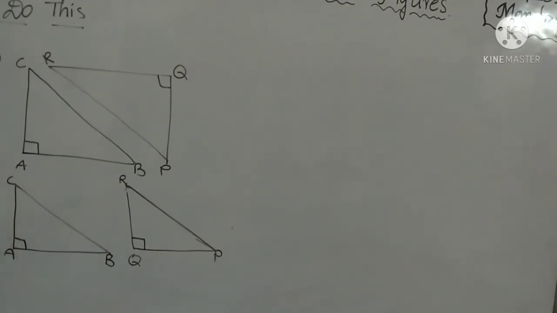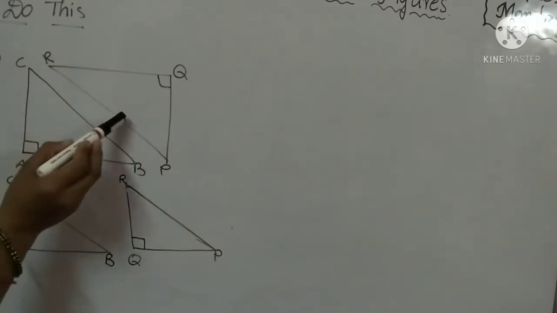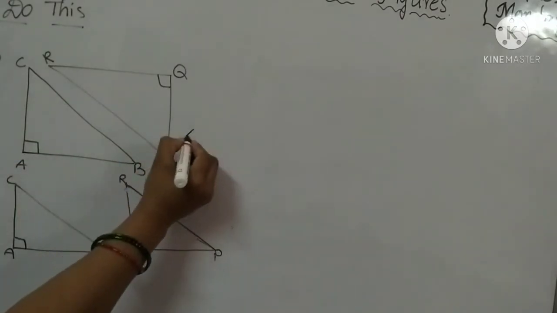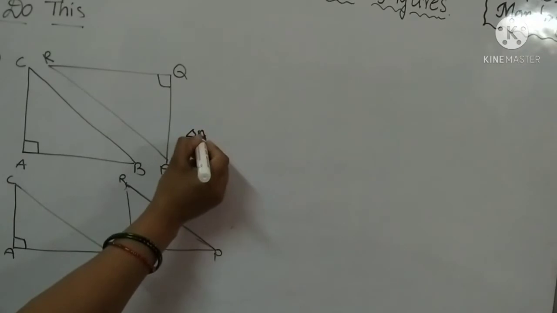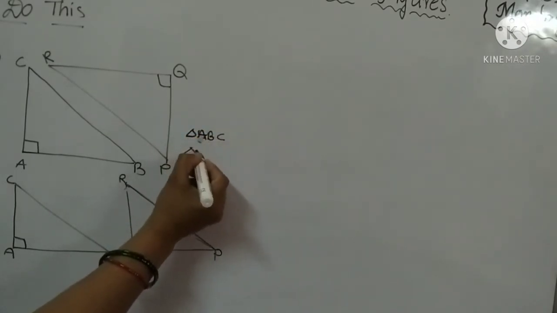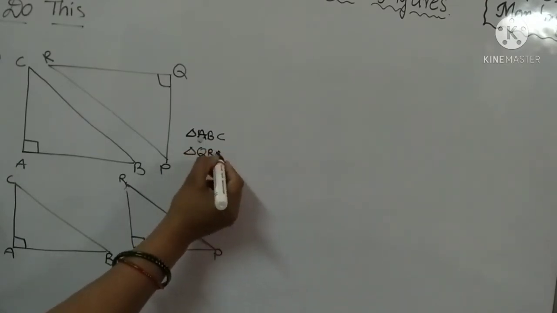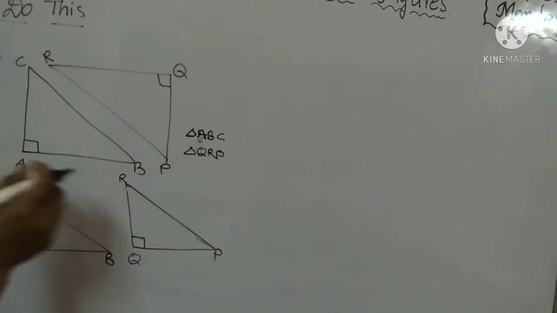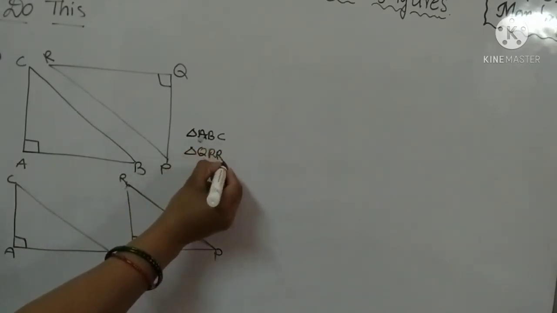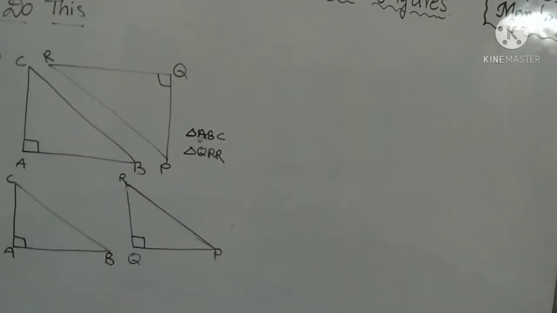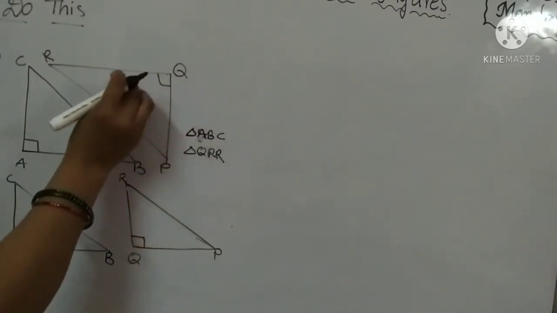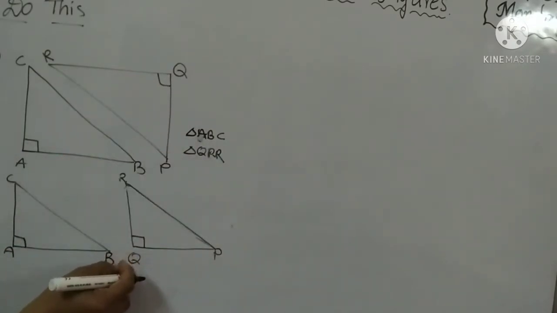Here two figures are given in the first one: a right angle triangle and here also a right angle triangle. Triangle ABC and triangle QPR. Okay children, two figures are given, so observe the solution. Here ABC is a right angle triangle, and the other figure is likewise a right angle triangle, QPR.